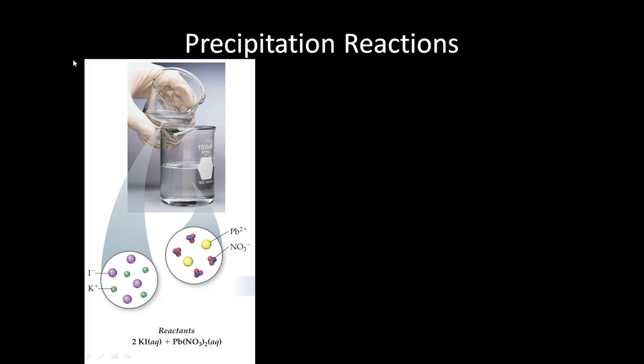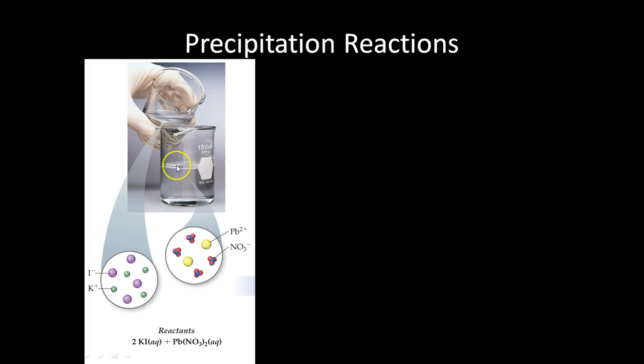We've been discussing ionic compounds and how they're soluble in water, and looking at how they dissociate. Ionic compounds dissociate when you put them in water, and that's what makes them soluble. Right now, we're going to talk about a special type of reaction called a precipitation reaction. Your textbook actually has a really good set of pictures, and I want to just walk you through what's going on in here.